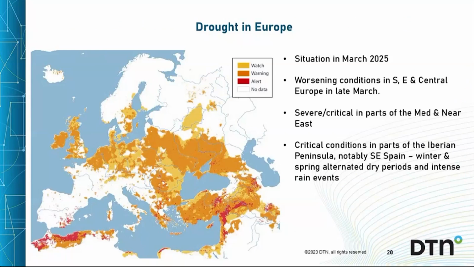It's worth looking at how dry it is across parts of Europe while we're at it, and while we're looking at recent rainfall. Here's the position through March, with worsening conditions in places and a severe outlook in place for parts of the Mediterranean and Eastern Europe. Southeast Spain might be a bit surprising given what we've just seen, but the winter and spring were very variable, switching between very dry and very wet conditions.